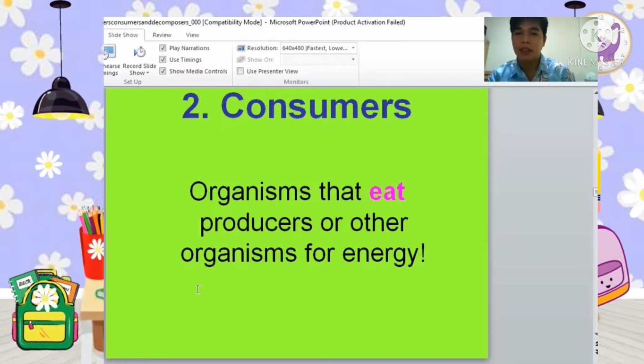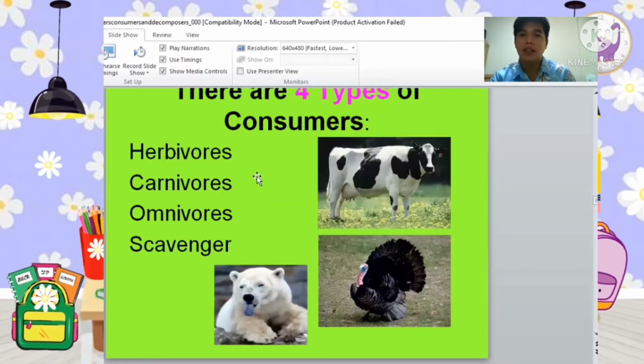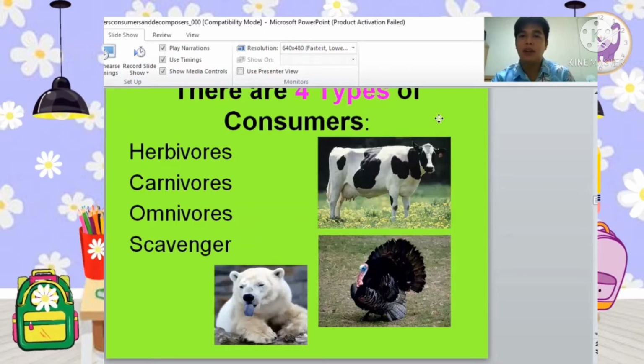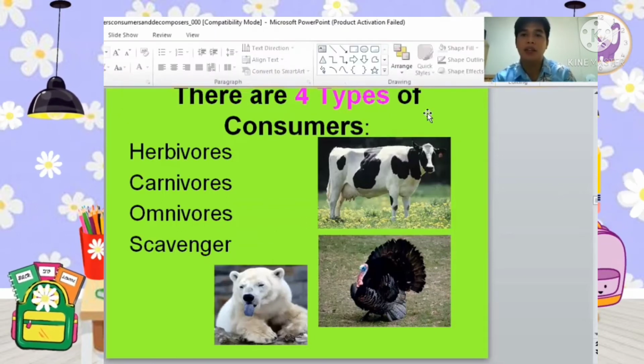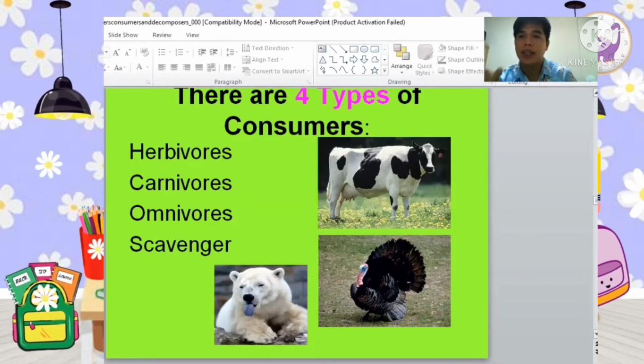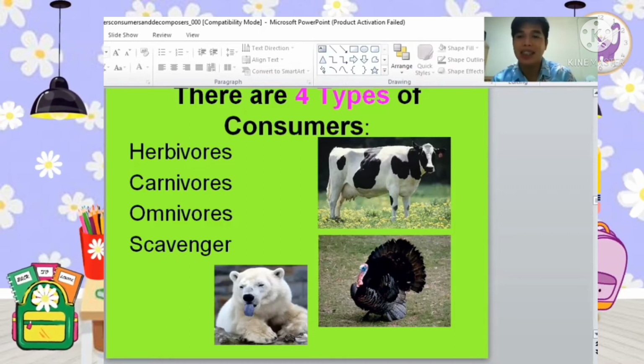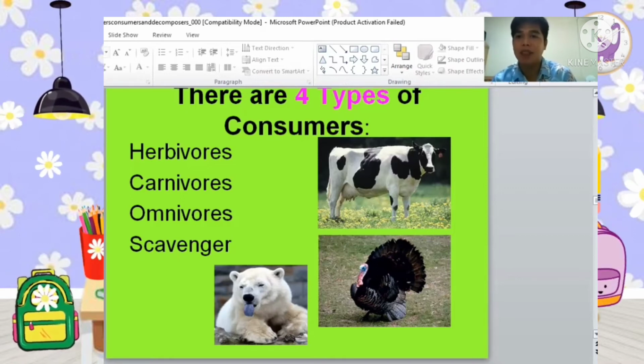Let's define. There are 4 types of consumers. What are those? We have herbivore, carnivore, omnivore, and scavenger. Let's define the 4 types of consumers.